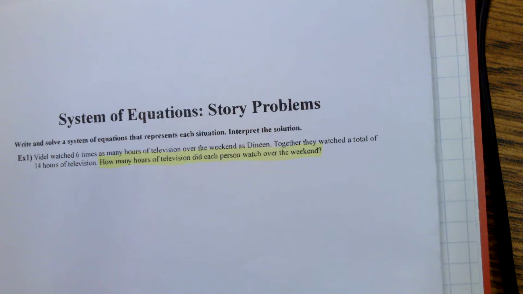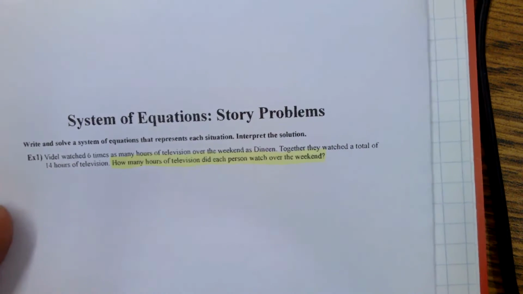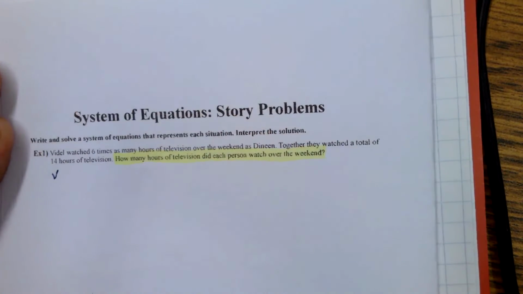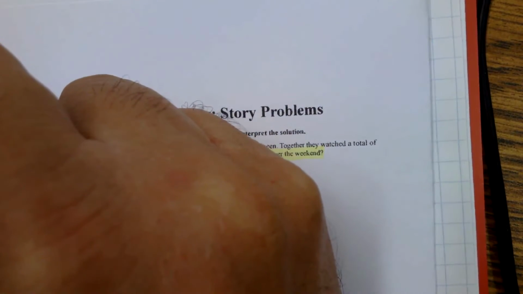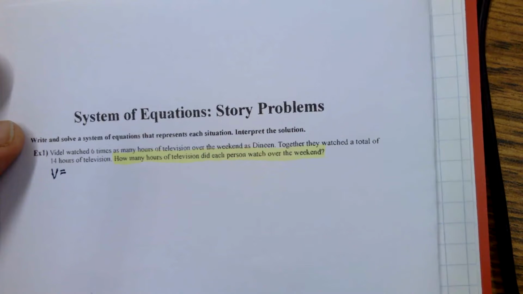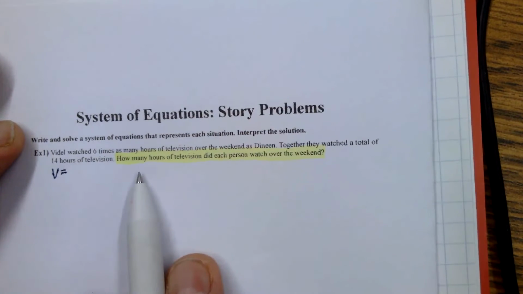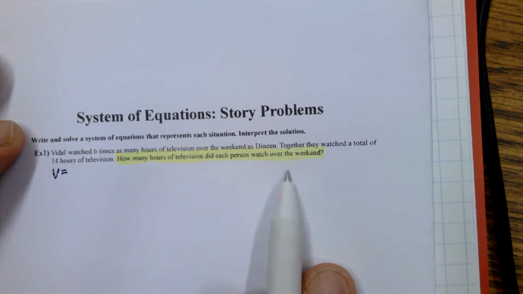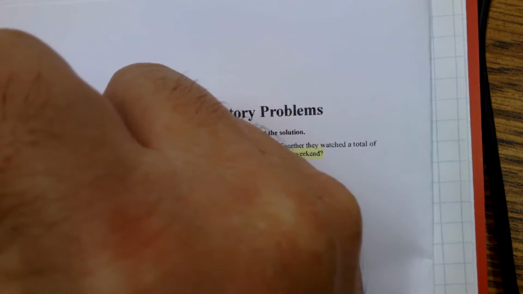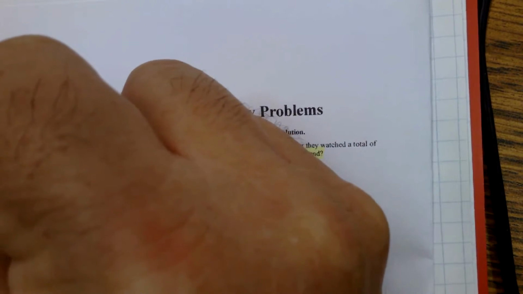That's going to determine our variable because we have 2 people, right? We have Vidal. So I'm going to use the variable V as in Victor, or the V for victory. And that's going to equal, we're defining a variable. You have to do this each and every time. It's going to represent the number of hours Vidal watched. Number of hours of television Vidal watched.